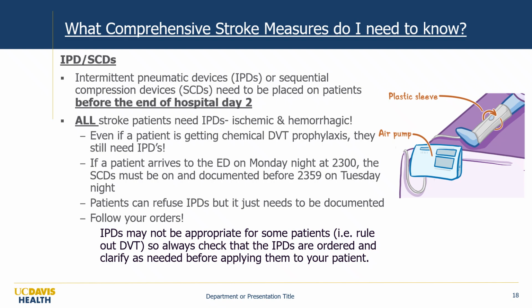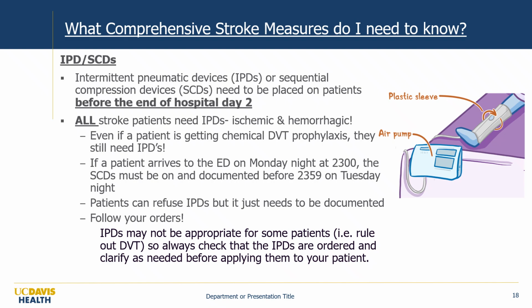Intermittent pneumatic devices, IPDs, or sequential compression devices, SCDs, need to be placed as ordered for both hemorrhagic and ischemic stroke patients, unless there is a physician order to hold or not place the IPDs or the patient refuses. Both of these reasons need to be documented as an order in the example where the physician deems that it's not appropriate for the patient, or as in the flow sheet where the patient refuses to wear their IPDs.